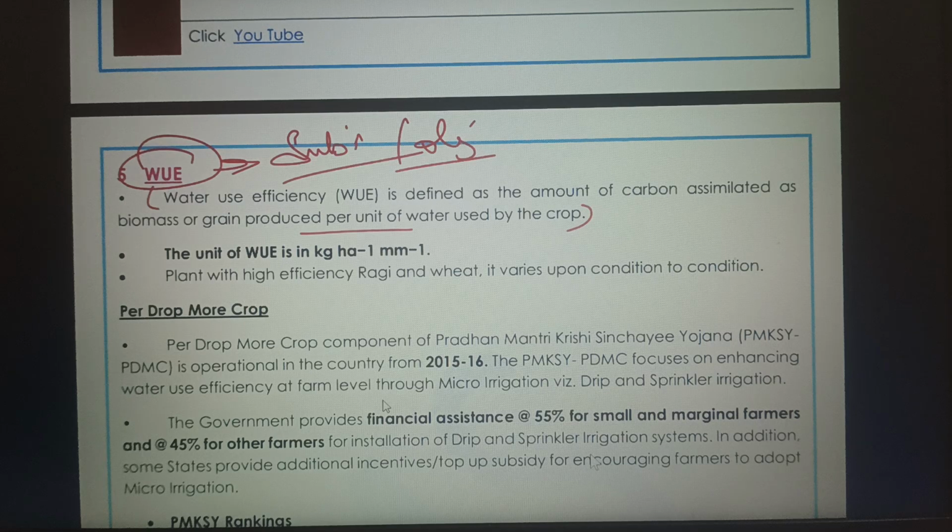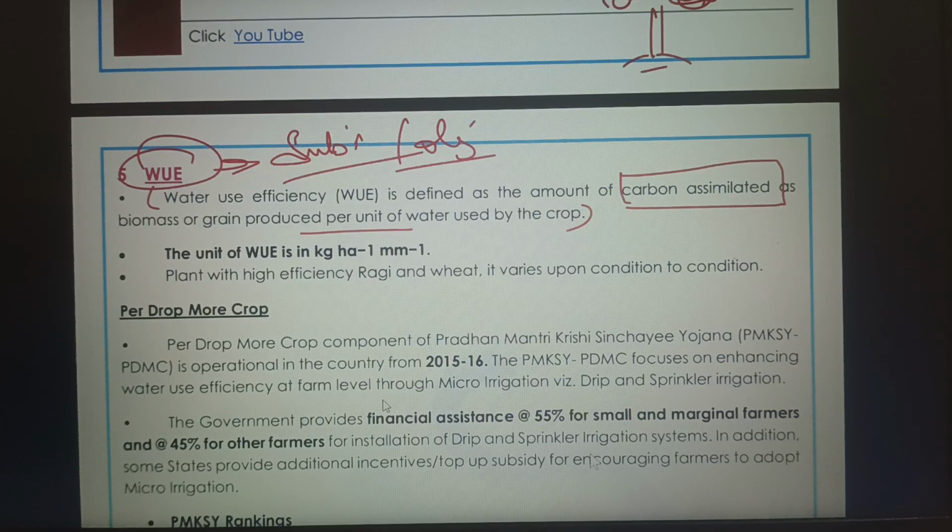Water use efficiency is defined as amount of carbon assimilated. Carbon assimilated means what? Whatever the plant is giving, the fruits and the grains, that is the carbon assimilation. The amount of carbon assimilated as biomass or grain produced per unit of water used by the crop. Clear everyone with this definition? How much water you are giving, with respect to that, how much grains or biomass you are getting from the field, that is only water use efficiency. The unit is kg per hectare per annum. This you have to remember.